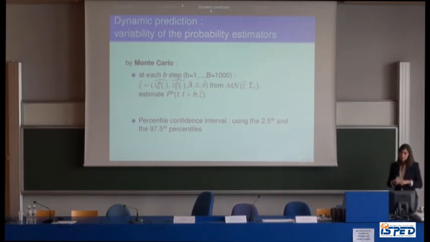As is usual, in order to evaluate the variability of the probability estimators, we have used a Monte Carlo approach. So we have generated the parameters using the multivariate Gaussian distribution, and then we obtain different values for the prediction. And using this method, we can deduce the percentile confidence interval for the prediction.